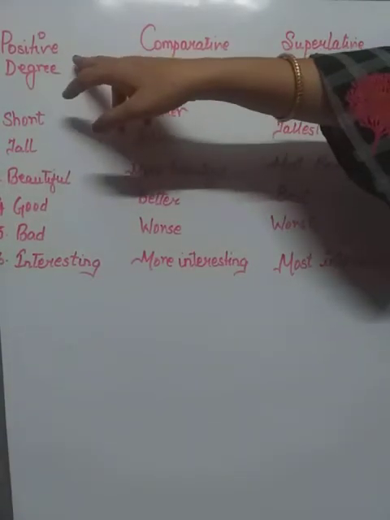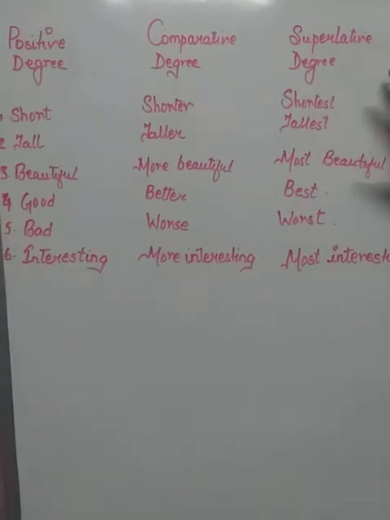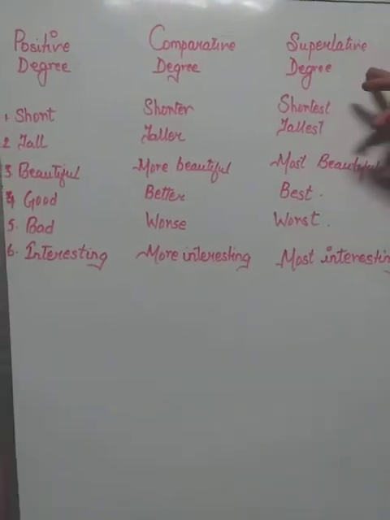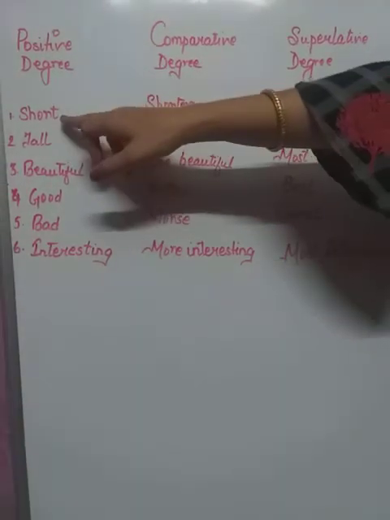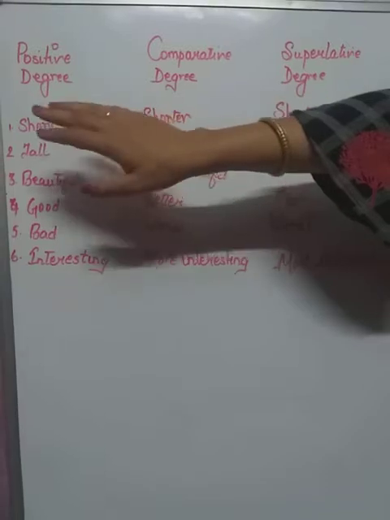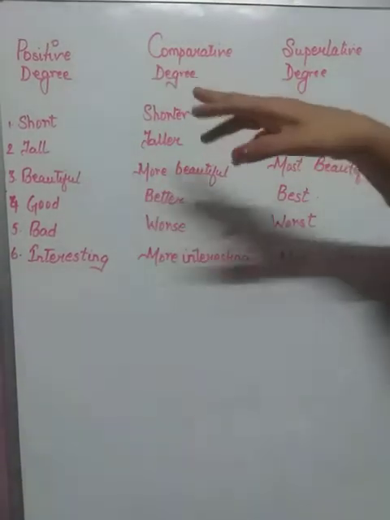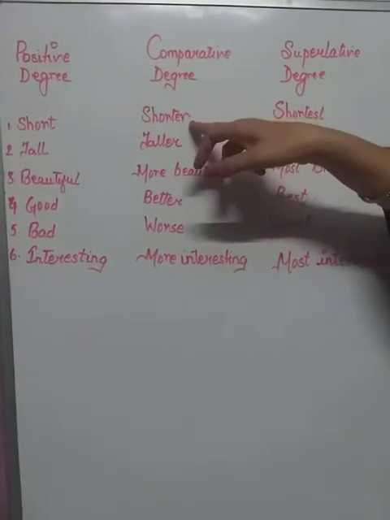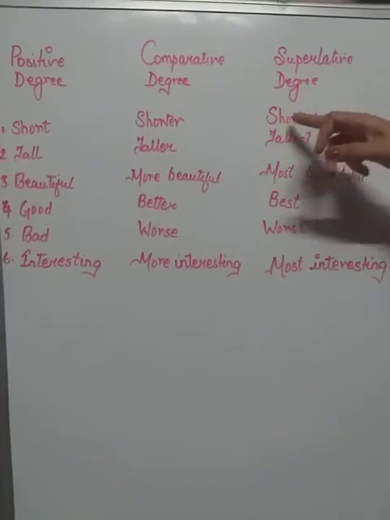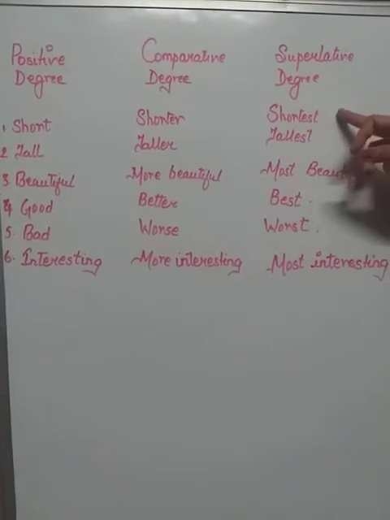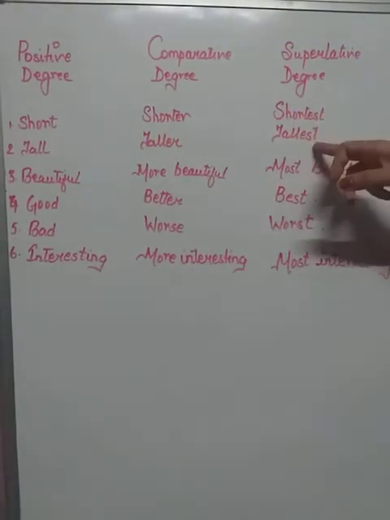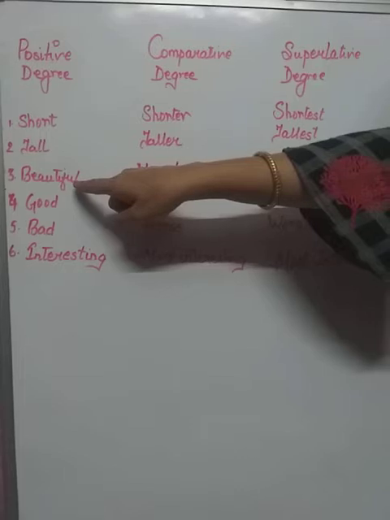Now, let us see some examples of positive degree, comparative degree, and superlative degree. Let us take the first example, short. Here, it is not compared to anyone. Comparative degree, shorter, means comparing between two. And superlative degree, shortest, means the maximum comparison. Tall, taller, tallest.